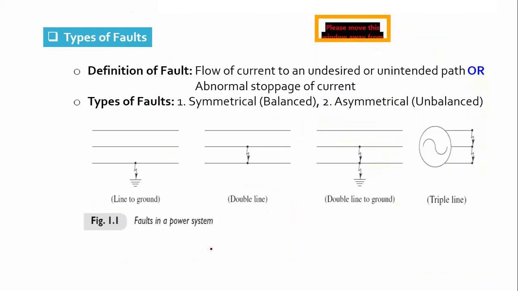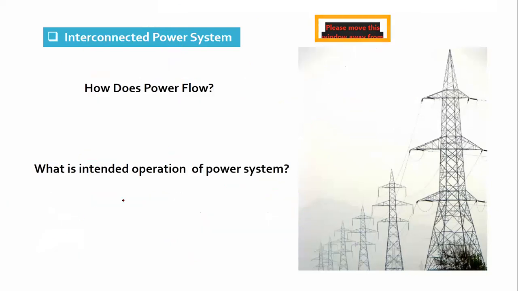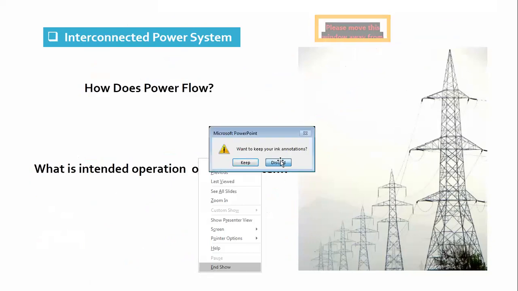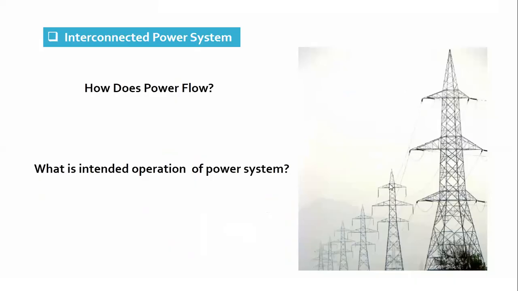Now, what will happen to the power system sometimes? As discussed earlier, we know that although we take utmost care in design, operation, maintenance, everything, still there will be a chance of fault. So you have already studied about the faults. Okay. Can anyone define what do you mean by fault?